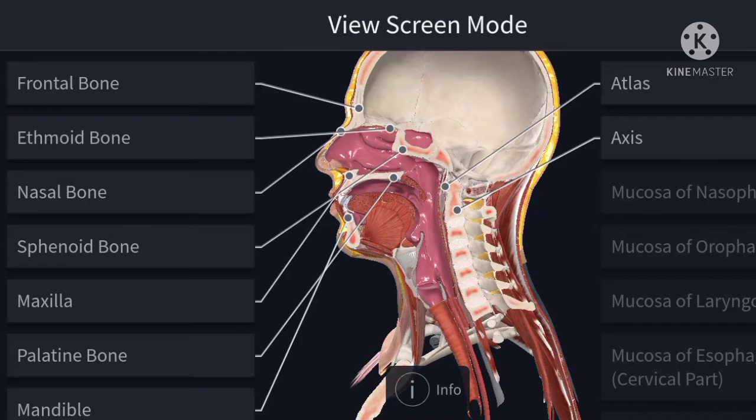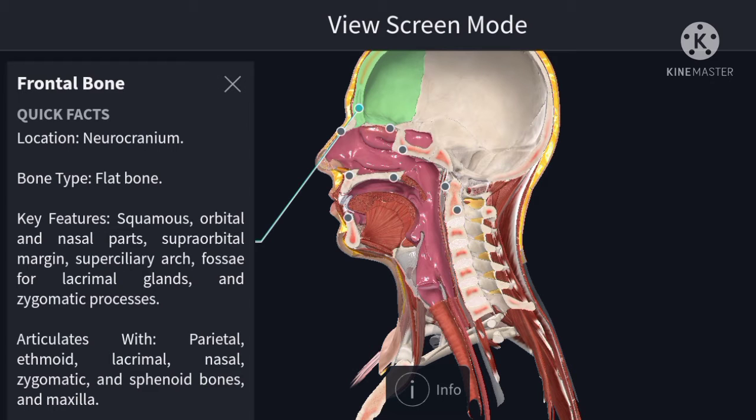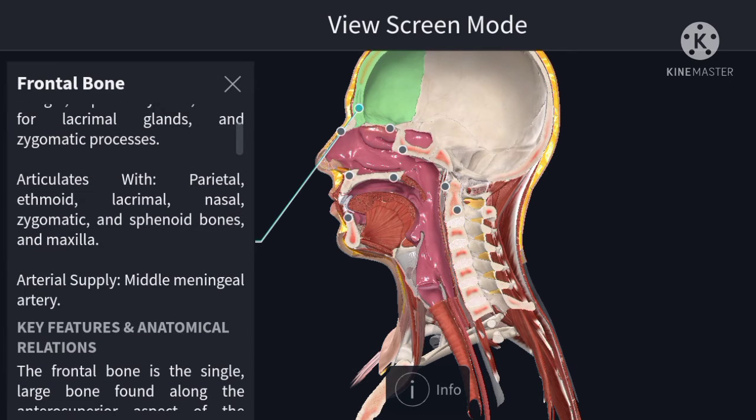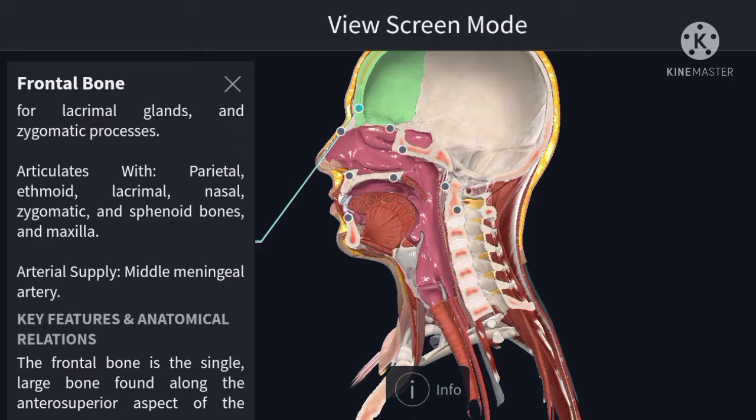Firstly, we will see the frontal bone. As you can see here, this is the frontal bone, and it is a type of flat bone which is located in the neurocranium, and it is supplied by the middle meningeal artery.